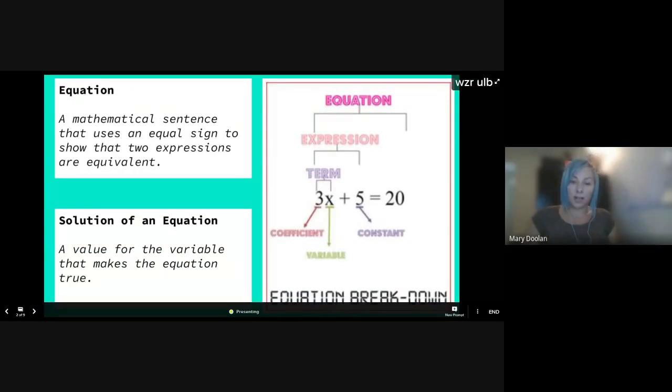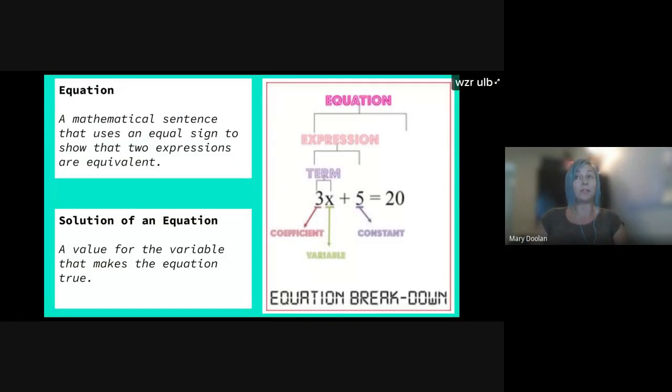The definition of an equation is a mathematical sentence that uses an equal sign to show that two expressions are equivalent. So you have an expression on the left, an expression on the right, and an equal sign in the middle to show that they are equal to one another. All equations have equal signs. The solution of an equation is a value for the variable that makes the equation true. If you substitute that value into the equation, you get a true equality statement. The left side will equal the right side.